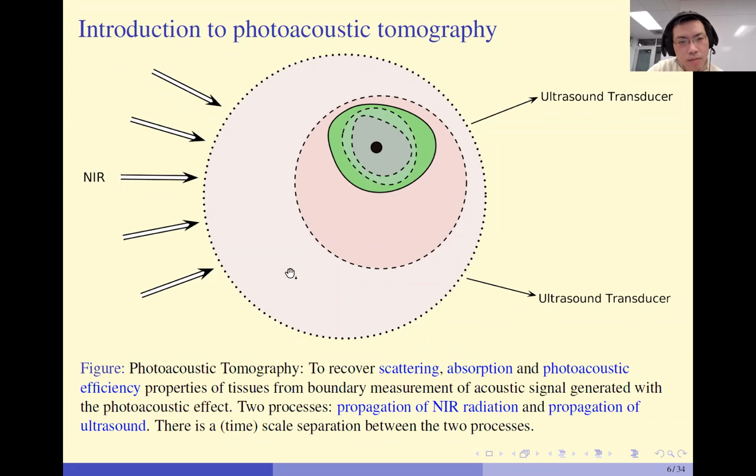Usually, in the physics, these two processes occur at the same time, but lasers travel at light speed, but ultrasound travels at a lot of scales slower. When we write the physical models, we can view these two processes as separated. That is the compromise here.